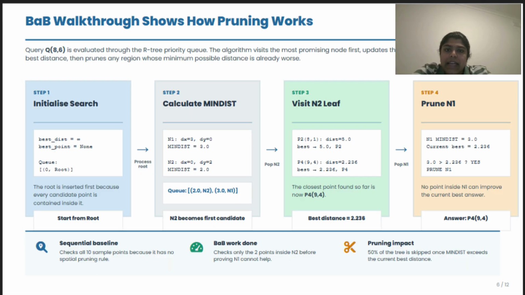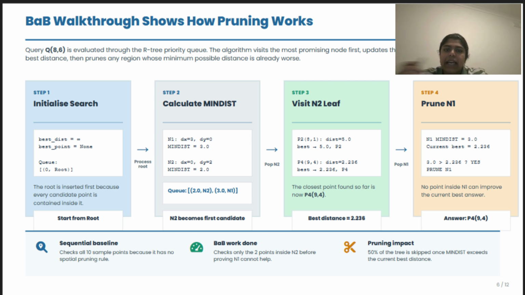This slide traces the exact execution on a query at position 8, 6. I want to go through each step because it shows the pruning is not a heuristic or an approximation, it's a mathematically guaranteed step. In step 1, we have the initialization, which is the initial search as we can see in the slides. Best distance is set to infinity. Best point is none. The queue starts with the root because every parking lot is somewhere inside it.